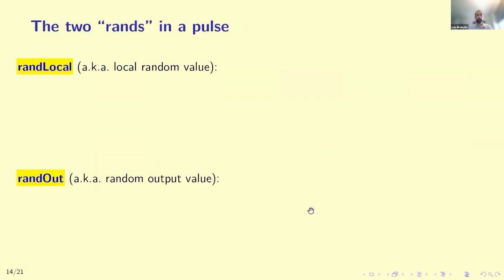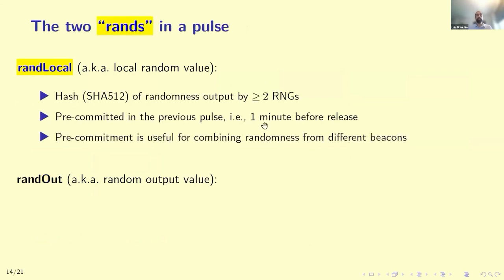Okay, let me briefly focus on the random values in a pulse. As I mentioned, there's a local random value, and there's a randomness output value. The local random value is essentially the SHA-512 hash of the concatenation of various random number generators. And this value is actually pre-committed 1 pulse in advance, meaning it is pre-committed in a pulse generated at that time, and then it is only released 1 minute after.